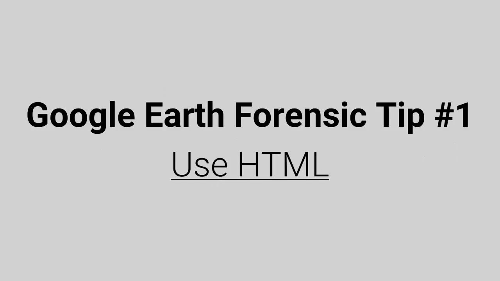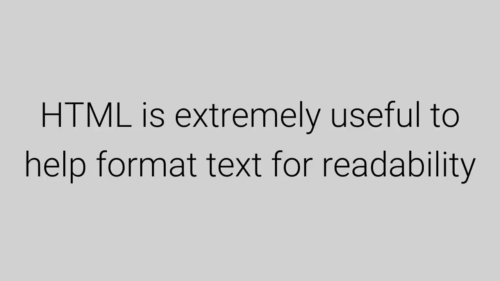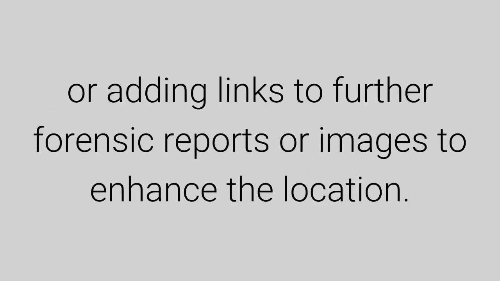Google Earth Forensic Tip number 1. Use HTML. Not many people know that you can use hypertext markup language, or HTML, in the feature balloon description box within Google Earth. HTML is extremely useful to help format text for readability or adding links to further forensic reports or images to enhance the location.